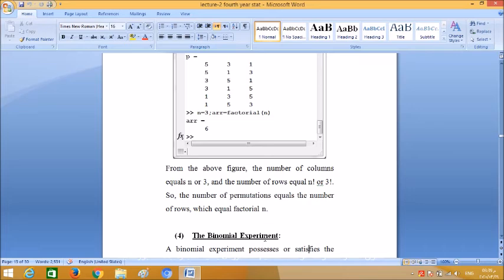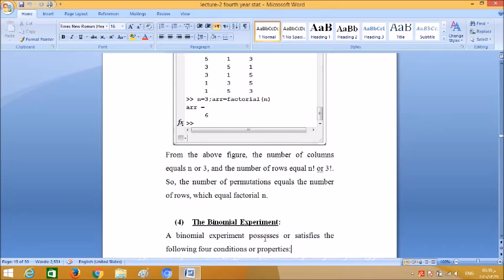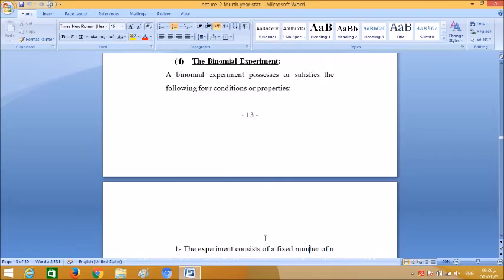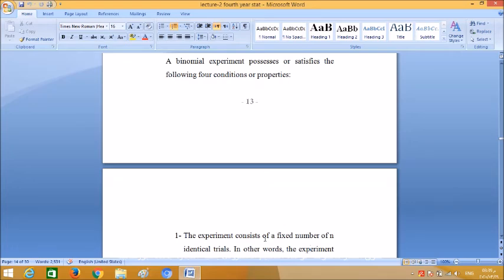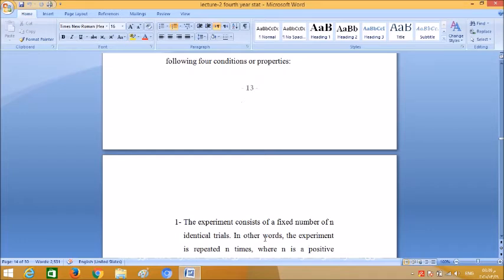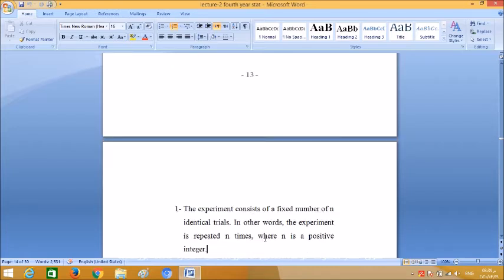The binomial experiment. A binomial experiment possesses or satisfies the following 4 conditions or properties. Number one, the experiment consists of a fixed number of n identical trials. In other words, the experiment is repeated n times where n is a positive integer.